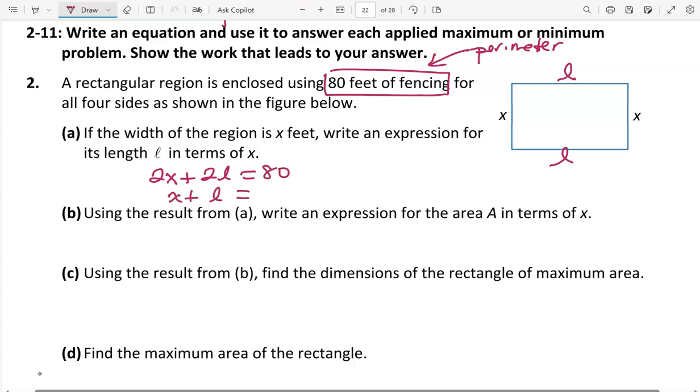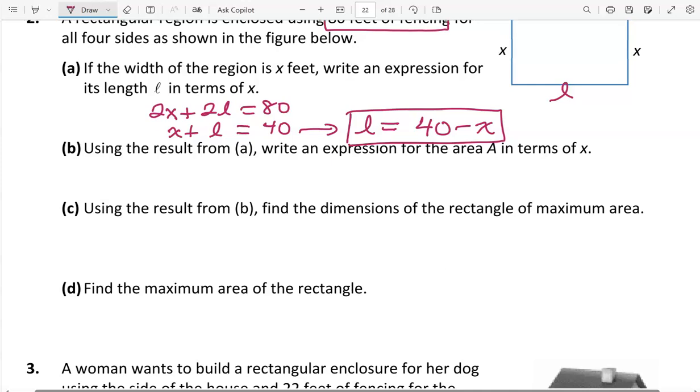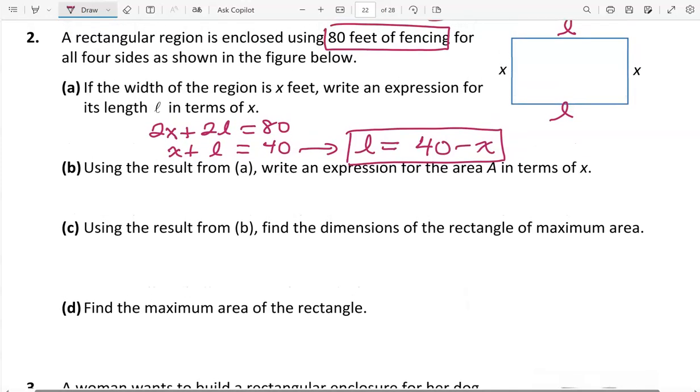Everybody's divisible by 2, so we can divide both sides by 2 and get x plus L must equal 40. And then if we solve that equation for L by subtracting x from both sides, L will be equal to 40 minus x. In B, we're asked to use the result from above to write an expression for the area in terms of x. So area is equal to the product of the length and the width, so it would be x times L, or area is equal to x times 40 minus x.